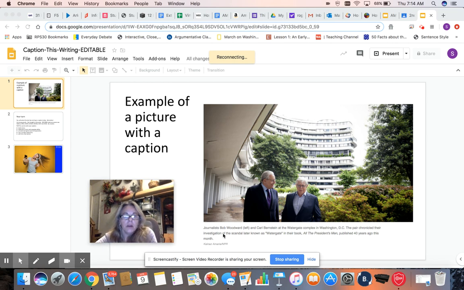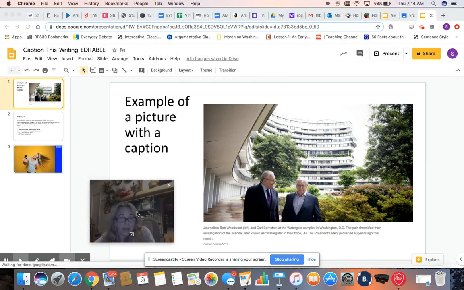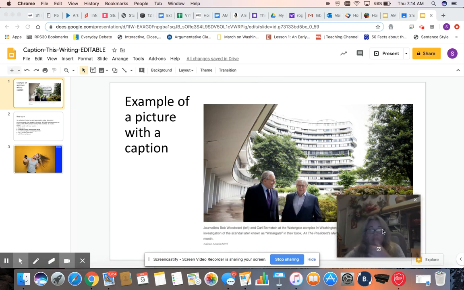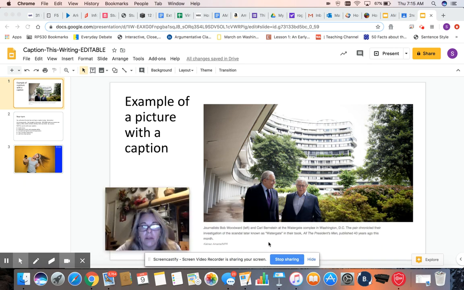Okay, so here we have journalists Bob Woodward, left, and Carl Bernstein at the Watergate complex in Washington, D.C. Who and where? Why are they important? The pair chronicled their investigation of the scandal later known as Watergate in their book, All the President's Men, published 40 years ago this month. So again, that's why this was significant. They were celebrating an anniversary of the publishing of their book. So there's the who, the what, the why, and when. Well, we don't have when. That's the one that's missing.